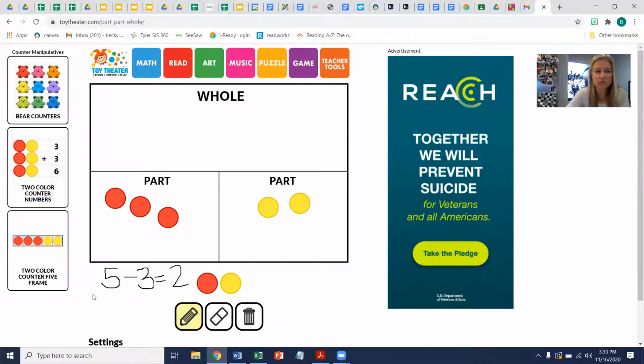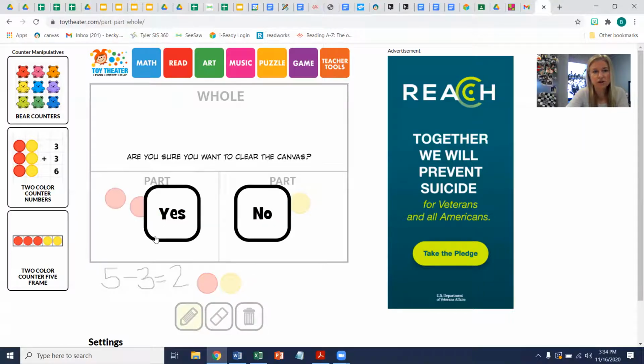So when we subtract, we start with our whole group, we take away part, and then we see how much is left over. And that's the difference. So we use the minus sign when we subtract. Our equal sign we still use, just like we do for addition, to say that this is the same as this. And then the answer in a subtraction fact is called the difference. So 5 minus 3 equals 2.